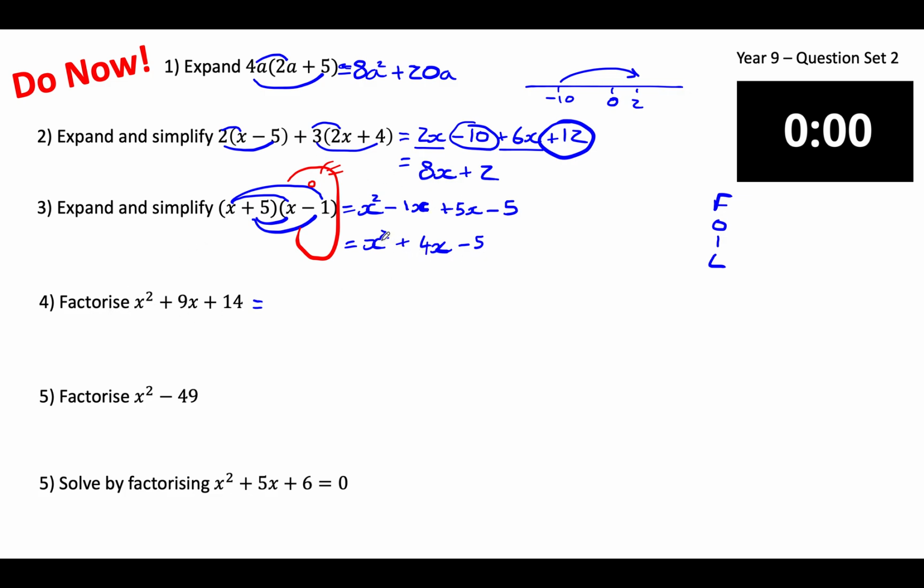And look, x squared plus 4x minus 5, x squared plus 9x plus 14. These are very similar. These are quadratic expressions, and they will go into double brackets. Now you put an x at the start of each one, but the question is, what's the other thing that's going to go in each bracket? This one was plus 5 and minus 1.